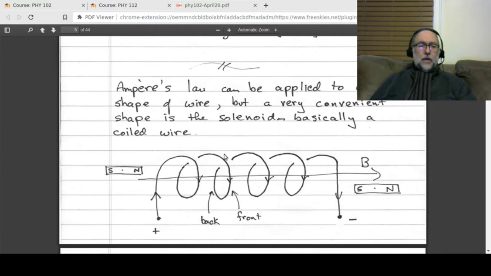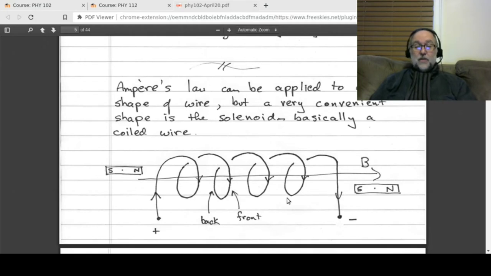So here we go again. Down here there's the front and the current is going down in the front and going up along the back, and then down in the front and back like that. So this coil of wire is called a solenoid. And they're very important in physics.